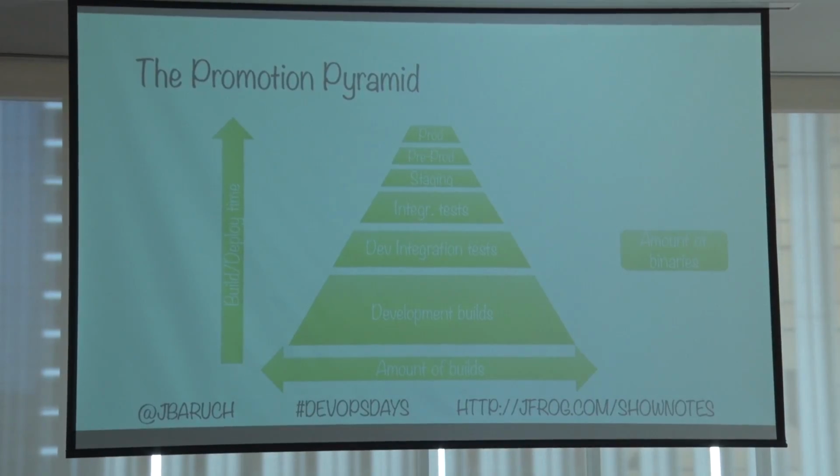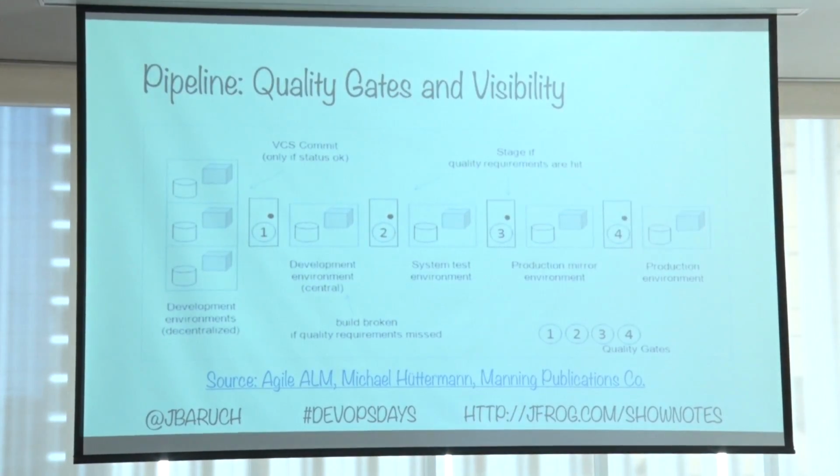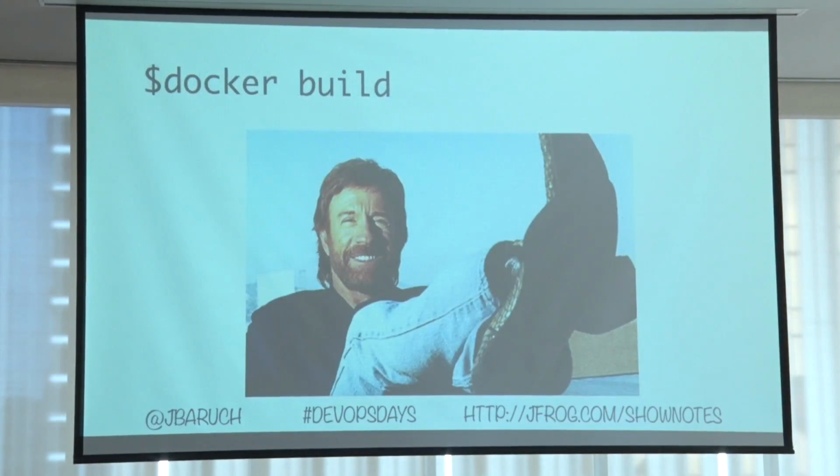This is something you do for years. It's called a promotion pyramid. It starts down here with a lot of builds and very quick tests, and goes all the way to a couple of builds that are liable to production that have a very long lifetime. That's the same picture on the side. You build a pipeline by promoting binaries through different environments through what we call quality gates. This is not new to any of you. At least I really hope it's not.